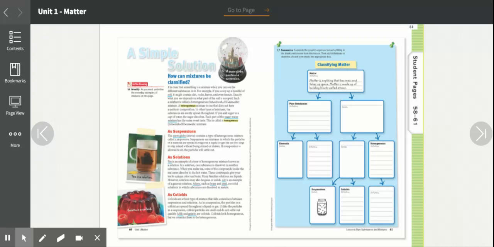Many familiar solutions are liquids. However, solutions may also be gases or solids. Air is an example of a gaseous solution. Alloys such as brass and steel are also solutions in which substances are dissolved in metals.